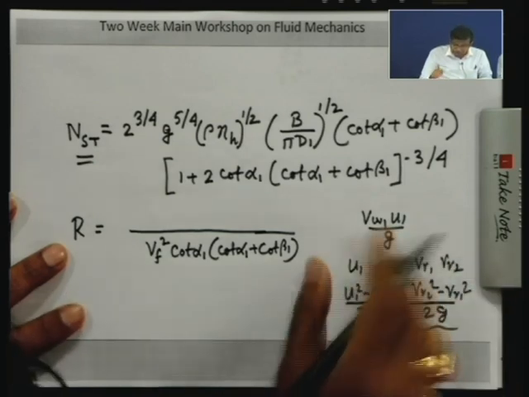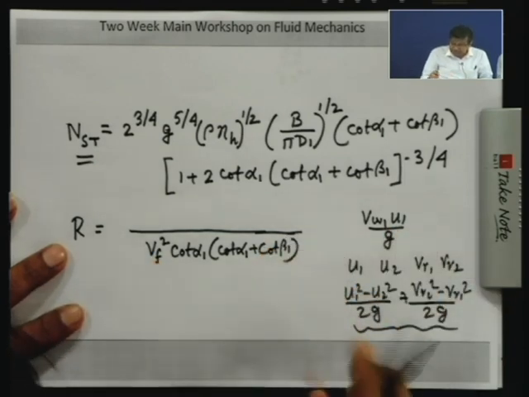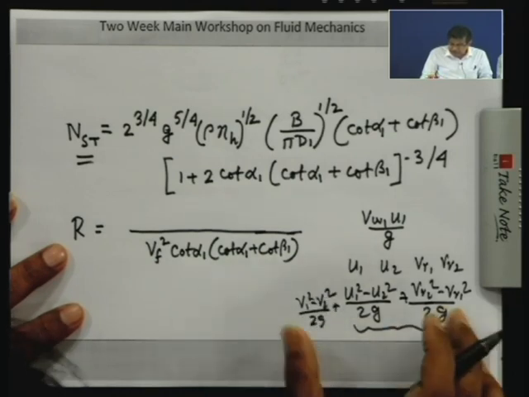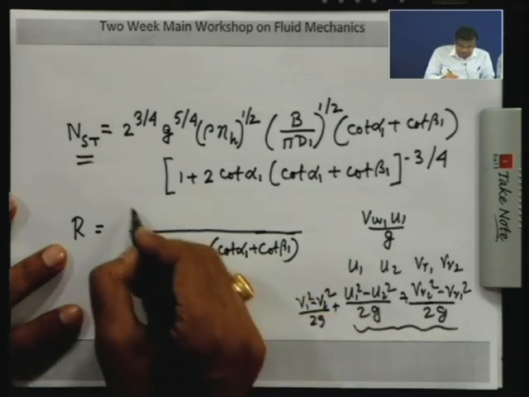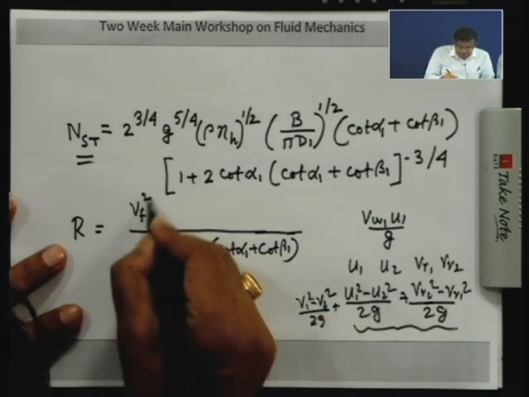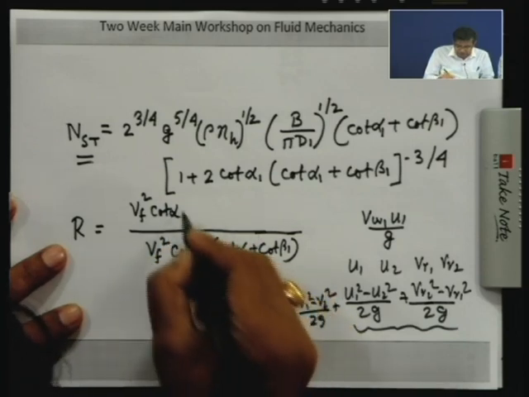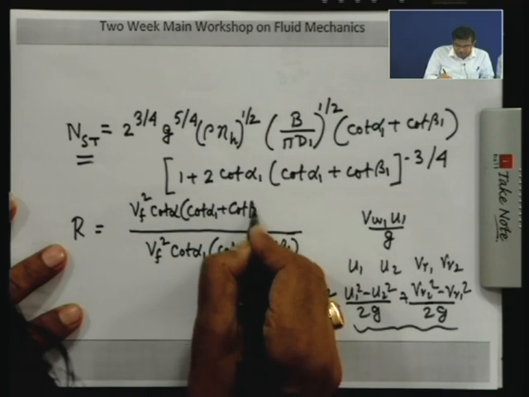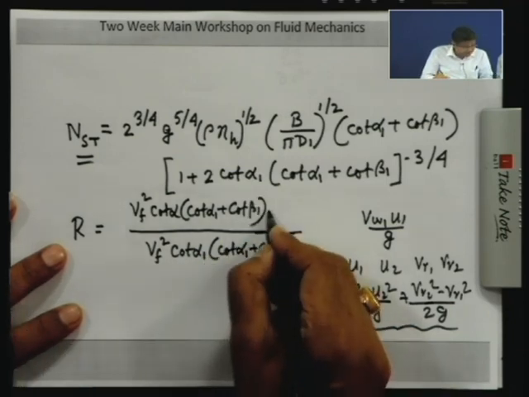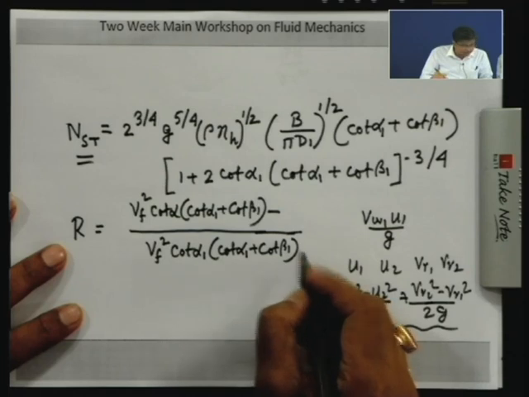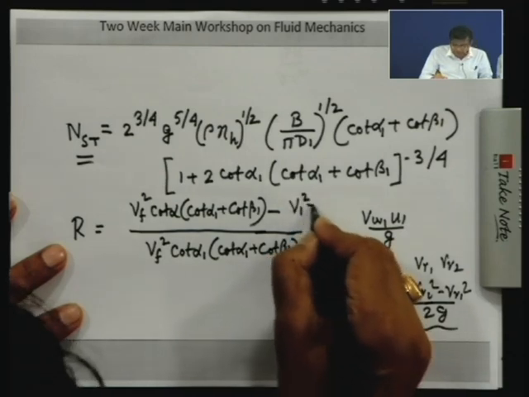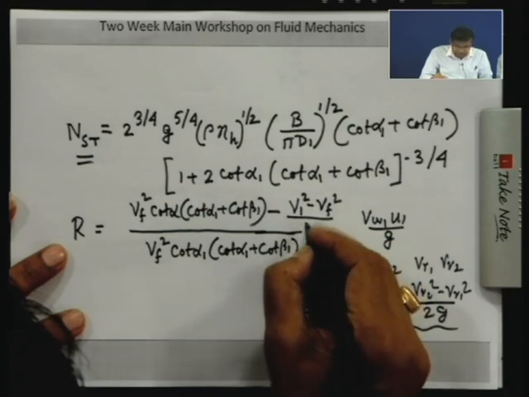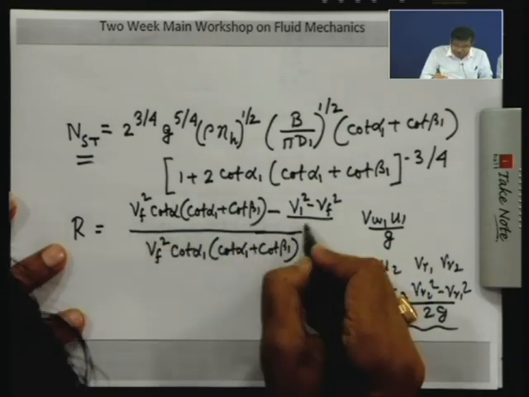Sometimes another trick is used: because this is the total head developed, you subtract V1 square minus V2 square by 2g. So this minus this, that means this is done in this way, that Vf cot alpha into cot alpha 1 plus cot beta 1 minus the change in the dynamic head, the kinetic energy, that is V1 square minus Vf square, that is the outlet kinetic energy, divided by, now here again I am not writing the g, beta 2.